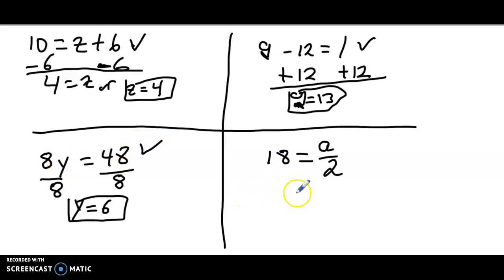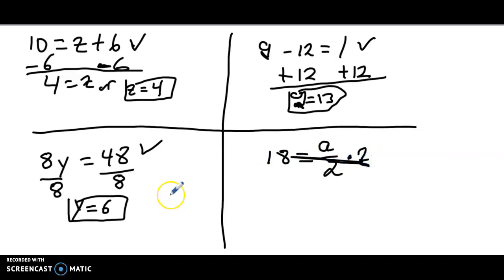Checks. Finally, I have 18 equals a divided by 2. Don't let the fact that the variable is on the other side worry you. You still want to get the variable by itself. So a is my variable, and of course I have division by 2. That's my problem. The inverse of division is multiplication, so I'm going to multiply both sides with the same factor.